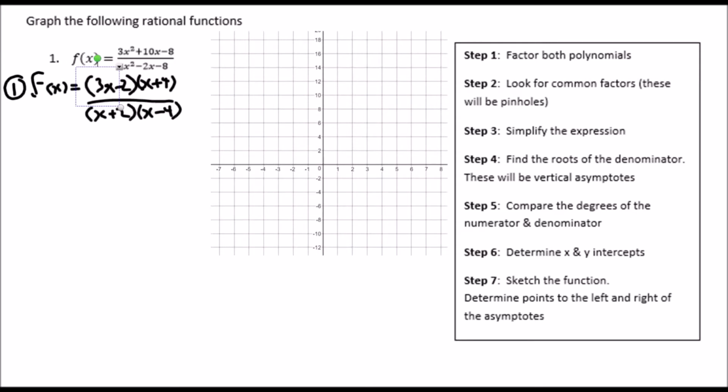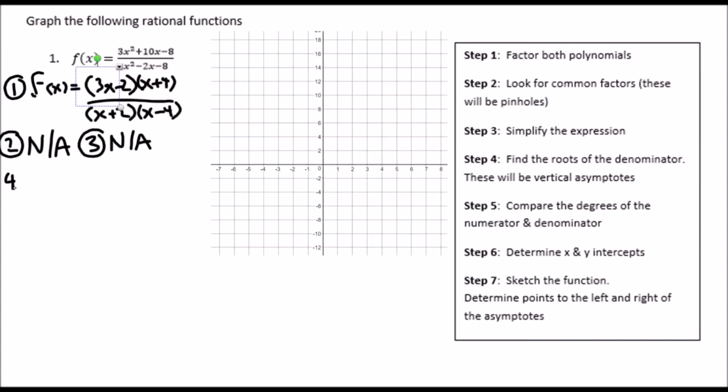There we go. Step 2, look for common factors in the numerator and denominator. It looks like these are common, but again, one's plus, one's minus, so it's actually not applicable here. So there's no common factors, which means there's no pinholes, so step 3 is also not applicable. If you can't do step 2, you can't do step 3. Step 3 says simplify the expression. Of course, there's nothing to cancel out.